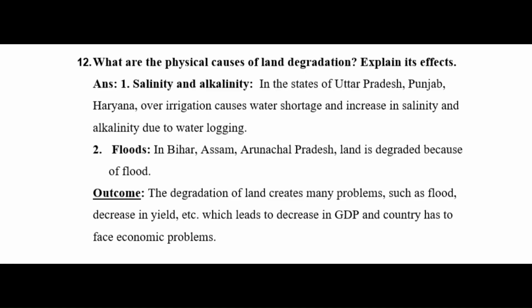12. What are the physical causes of land degradation? Explain its effects. Answer. 1. Salinity and alkalinity. In the states of Uttar Pradesh, Punjab, Haryana, over-irrigation causes water shortage and increase in salinity and alkalinity due to waterlogging. 2. Floods. In Bihar, Assam, Arunachal Pradesh, land is degraded because of flood. Outcome. The degradation of land creates many problems, such as flood, decrease in yield, etc., which leads to decrease in GDP, and the country has to face economic problems.